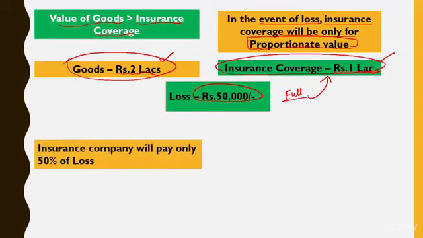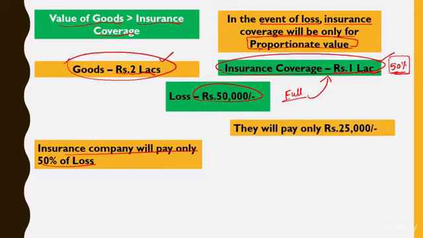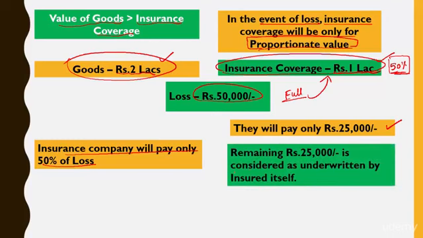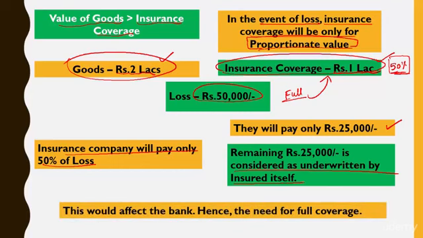What is that? Insurance company will pay only 50% of the loss, because only 50% of the goods are covered under insurance. The total goods are 2 lakhs, but what is covered under insurance is only 1 lakh. So only 50% of the goods are insured. So the insurance company will pay only 50% of the loss. That is, they will pay only 25,000, and the remaining 25,000 is considered as underwritten by the insured itself. So this is going to affect the interest of the bank. Hence the bank should insist that the borrower goes for the full coverage.